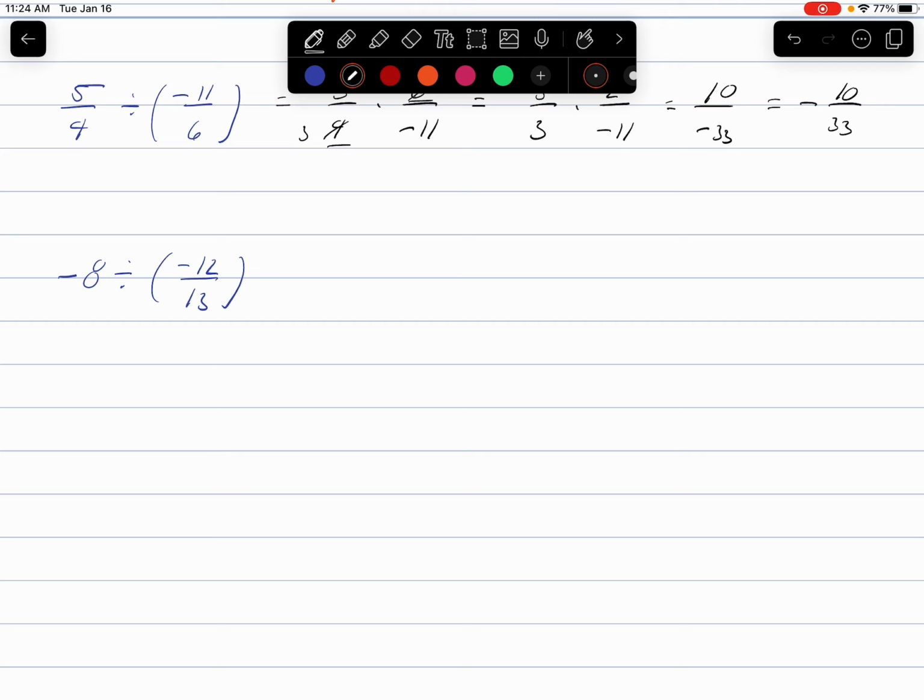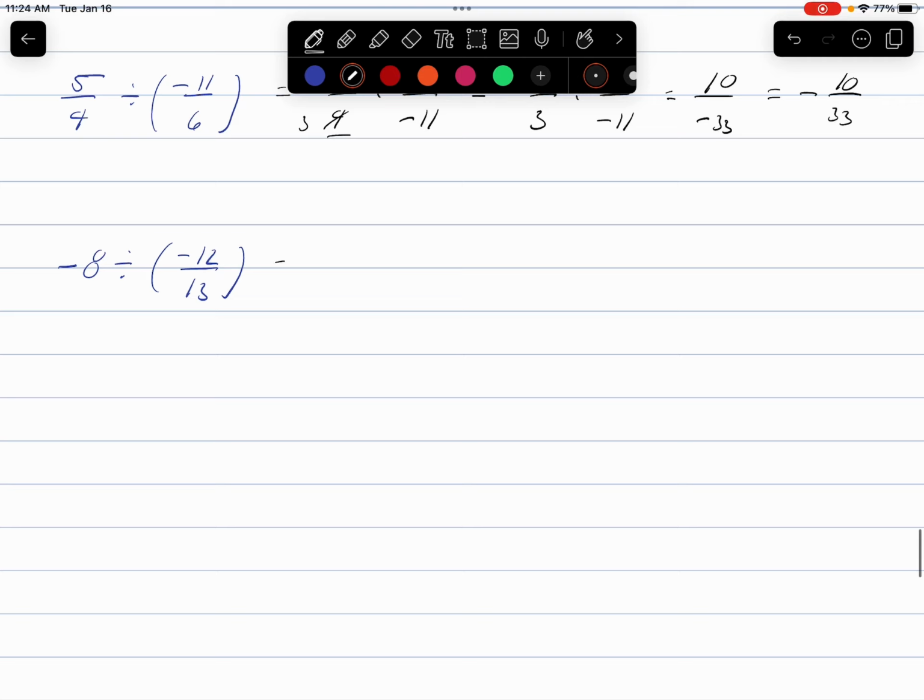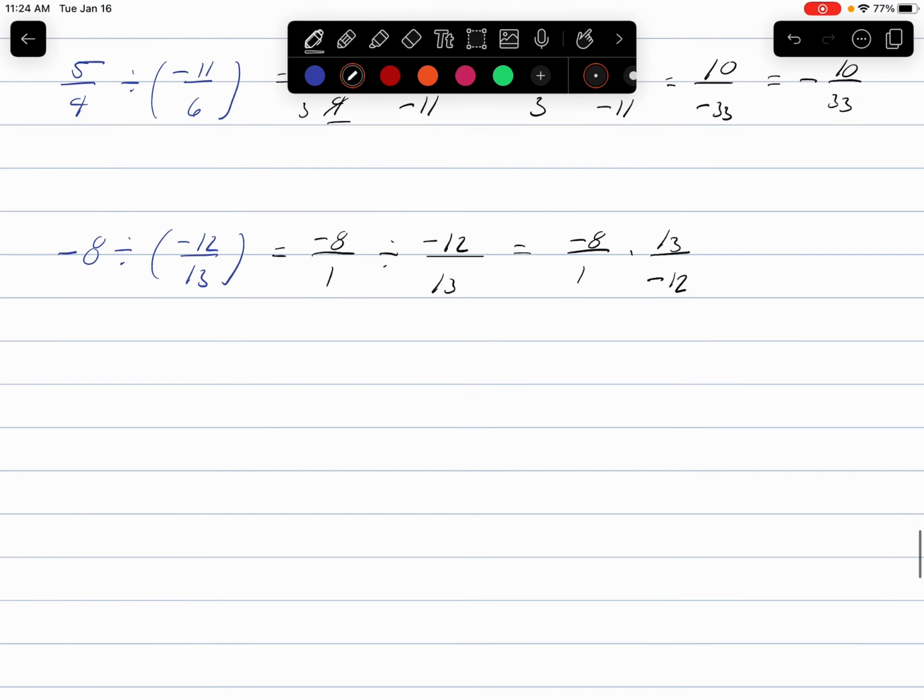Now let's take a look at -8 divided by -12/13. Well, this is the same thing as -8/1 divided by -12/13. But remember, this is the same thing as -8/1 times 13/12. Now we can do a couple things here.